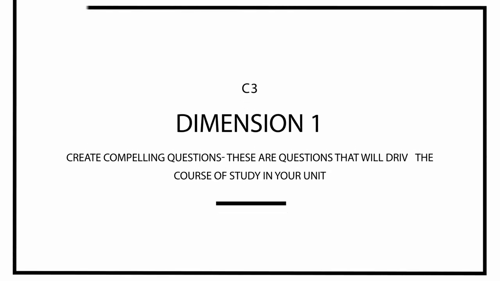It aims to approach studying social studies from the perspective of a historian or a social scientist, beginning with a question before jumping into content and research, and ultimately creating deliverables to show what you have learned. There are 4 dimensions in the C3 that walk you through creating this process for your students. Dimension 1 has you create compelling questions. These are the questions that will drive the course of study in your unit.